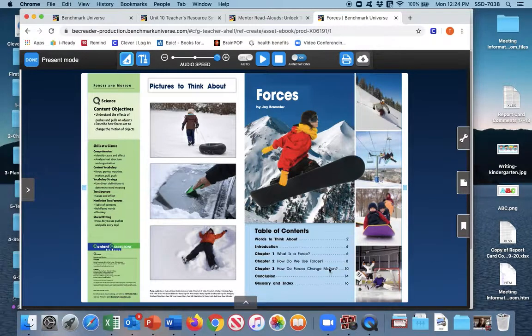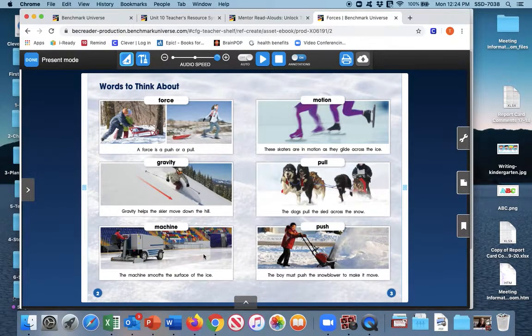We can follow it to the end of the line, words to think about, and it shows page 2. If I want to learn about the words that are important in this story, I am going to turn to page 2, which is right here, and I see all of the words at the beginning of the book. It says forces, gravity, machine, motion, pull, and push.